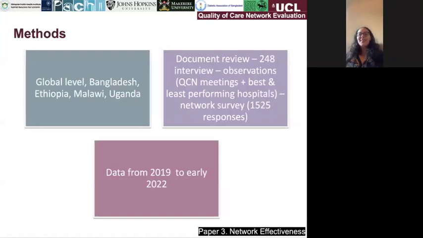For this part of the evaluation, we used a variety of data sources in 3 to 4 iterative rounds of data collection in each of our 4 case study countries and at the global level. That included a document review, interviews with key QCN actors across different levels of the health systems, complemented by observations of QCN meetings and facilities. Additionally, we surveyed a variety of network members using an adapted psychometrically validated tool. Please bear in mind that the data I present here is from 2019 to early 22.